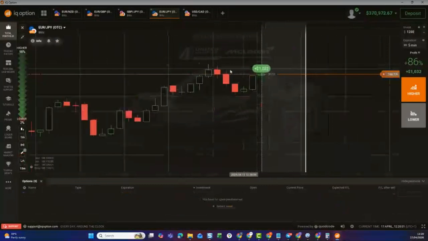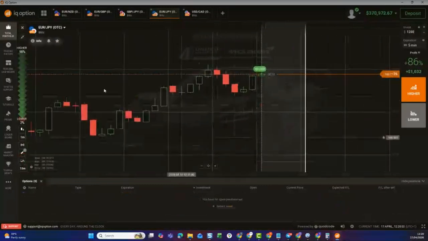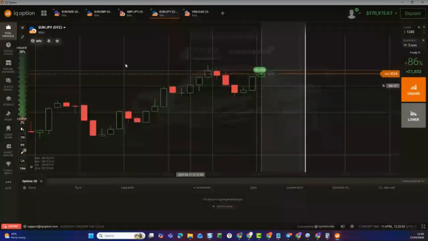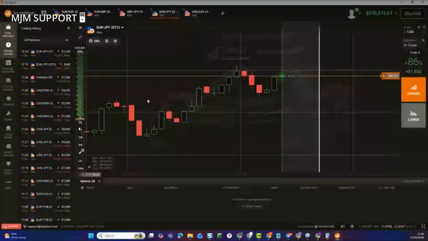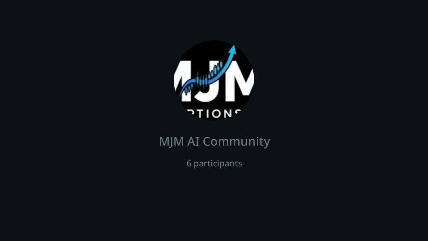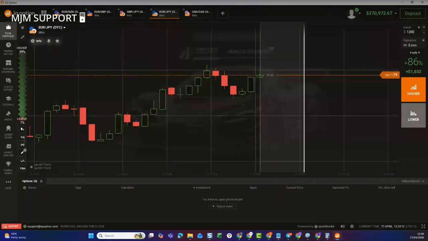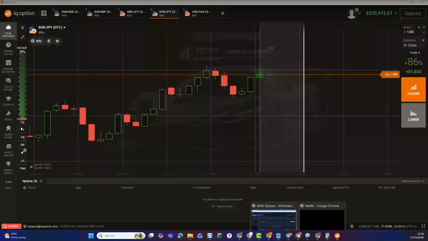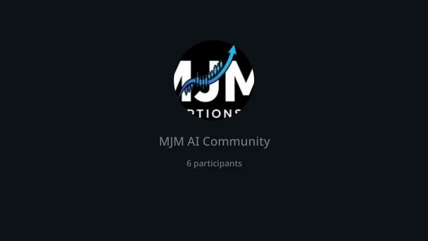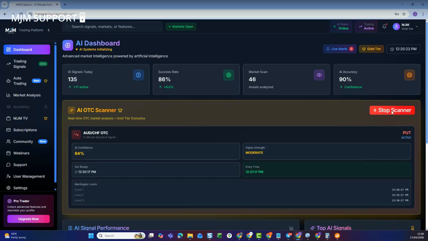So we just want this first signal now. We just secured $432 on the first signal, and let's continue. That's the first signal for the day. So okay, we go again, same pattern. AI confidence 90%, signal strength strong.